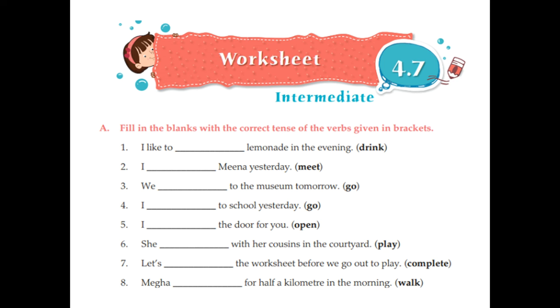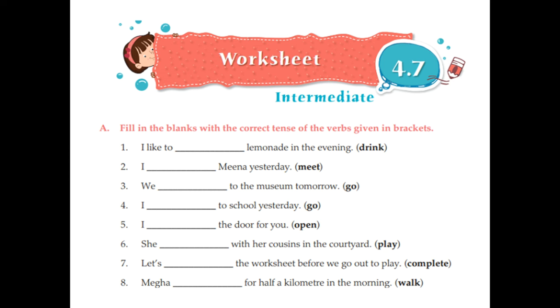Number 4. I ___ to school yesterday. So it happened already. So what is the past form of the verb go? Went. I went to school yesterday. Number 5. I ___ the door for you, which refers to the present tense. Open. So here you need not change anything. You just copy the word open. I opened the door for you.